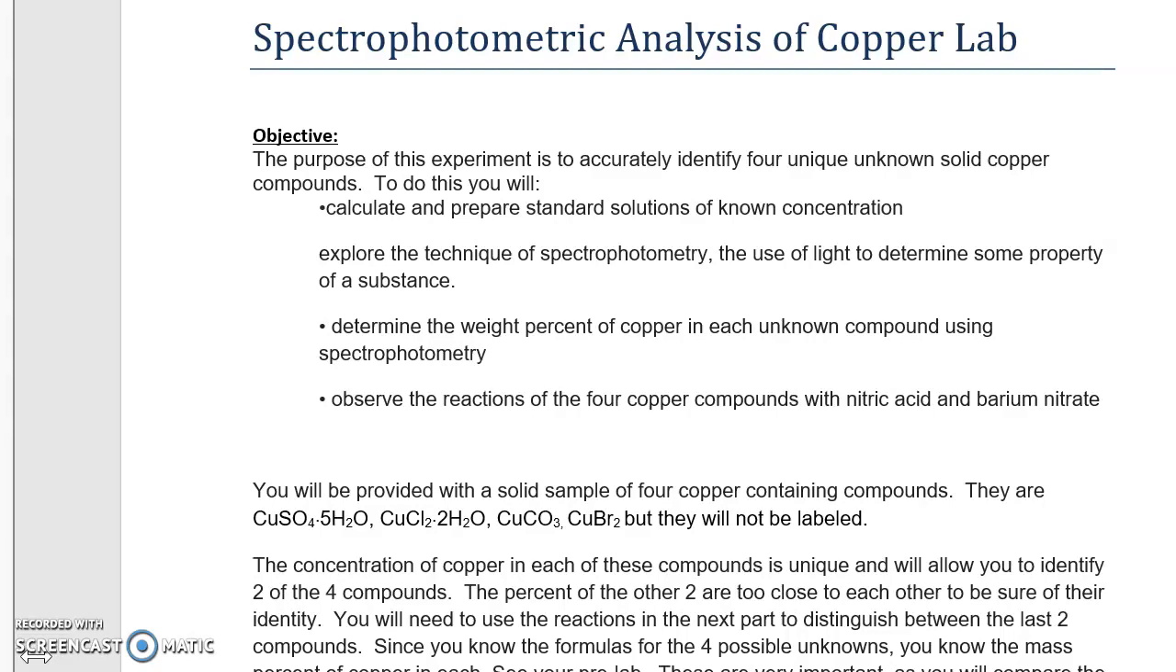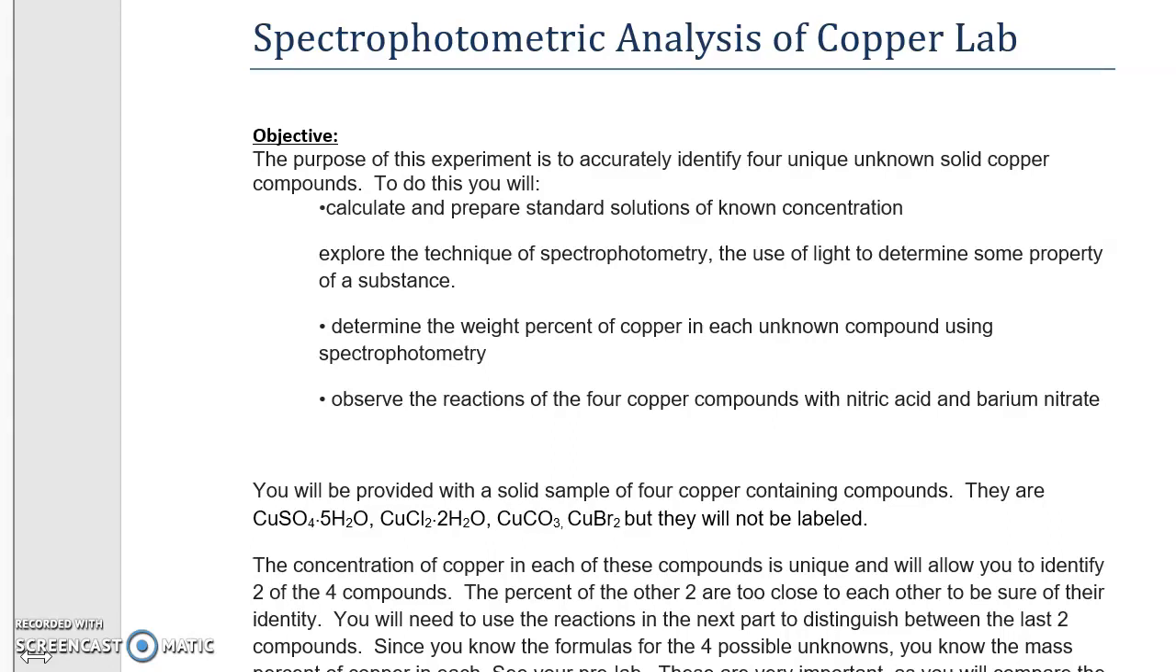So this is kind of a detective work lab. We have 4 unknown compounds. They all contain copper, and we have to figure out which one's which. And it's kind of a 2-part lab. The first part is to use spectrophotometry to figure out the amount of copper that's in these unknown samples.